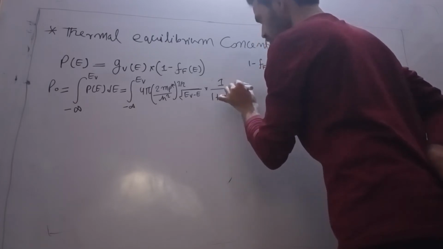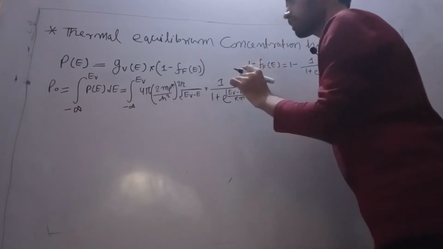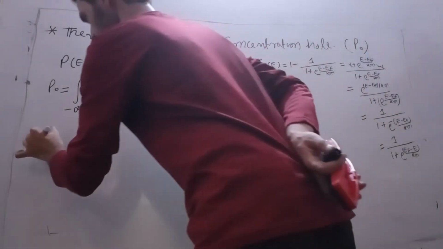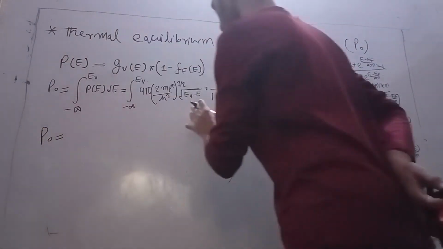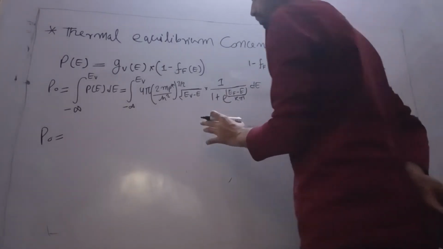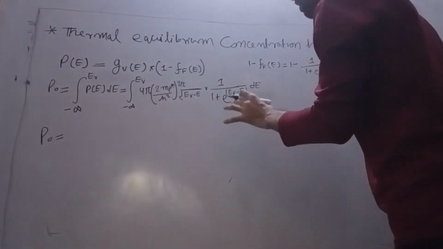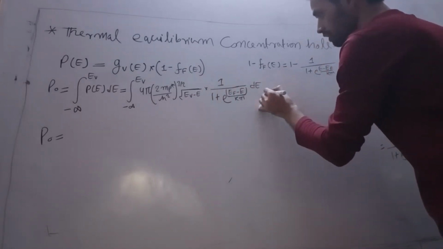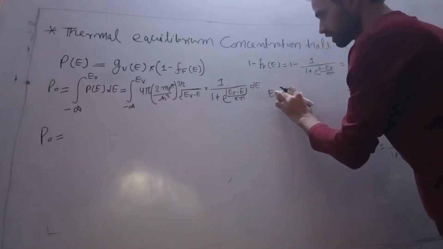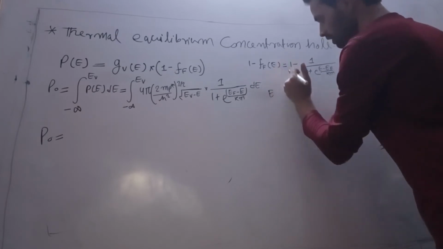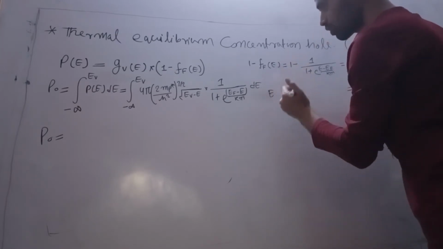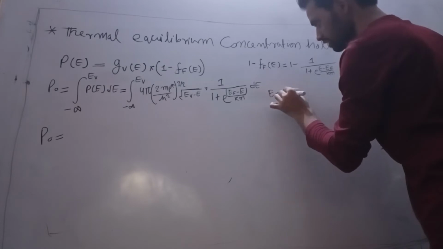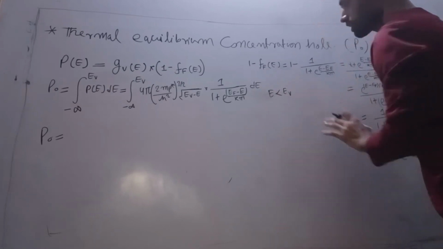Okay, into dE, kT into dE. Okay, so now see here, p naught is equal to what? If you see here also, now we are going to apply the Boltzmann approximation condition. If you see here, the energy level Ev is at the upper level, and E is at the lower level, so E is less than Ev.